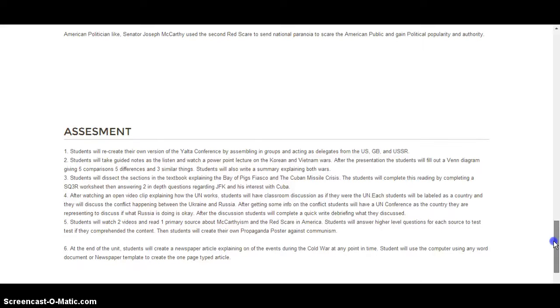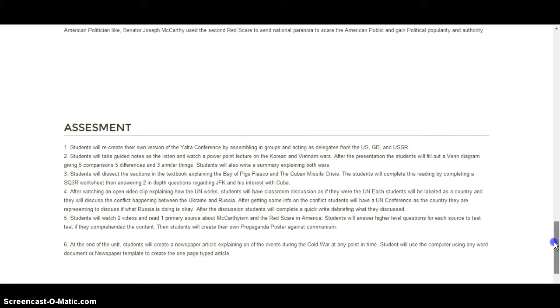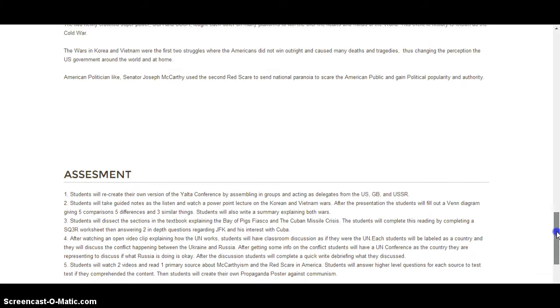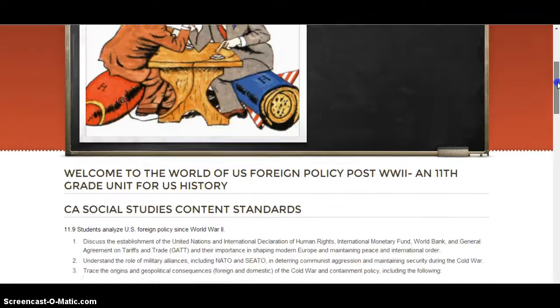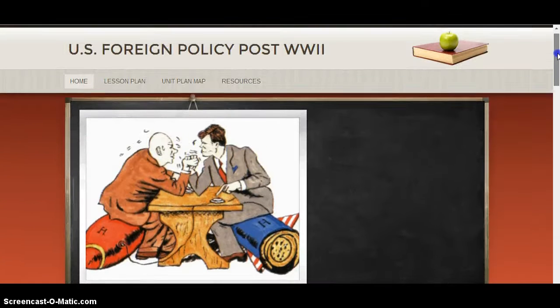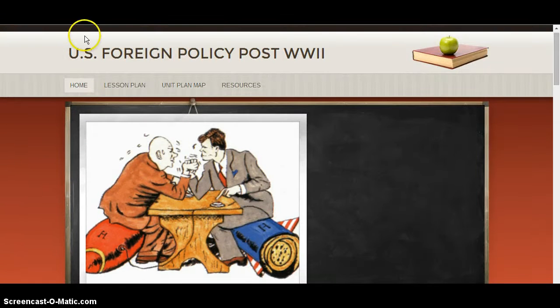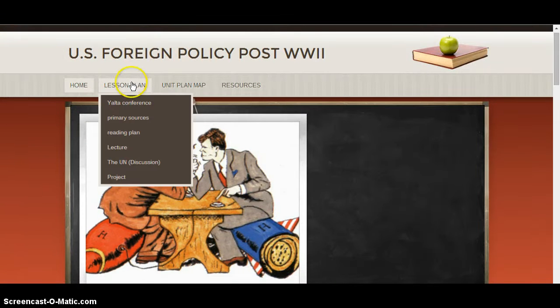And then American politicians like Senator Joseph Stalin used the Second Red Scare to spread national paranoia to scare the American public and gain political popularity and authority. So politicians are calling everybody red or communist just so they can gain political power. It's a tactic they used. So that's kind of what my unit's about. We'll jump into the actual lessons.